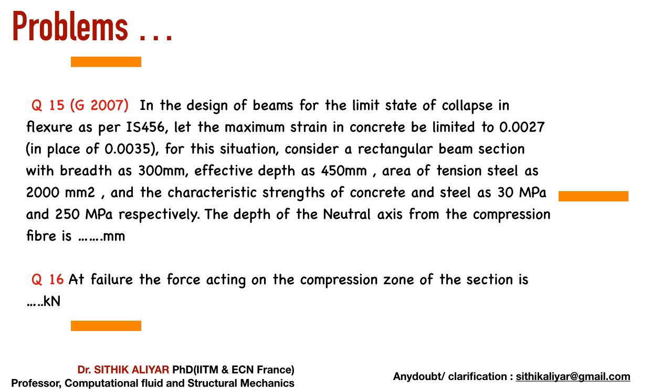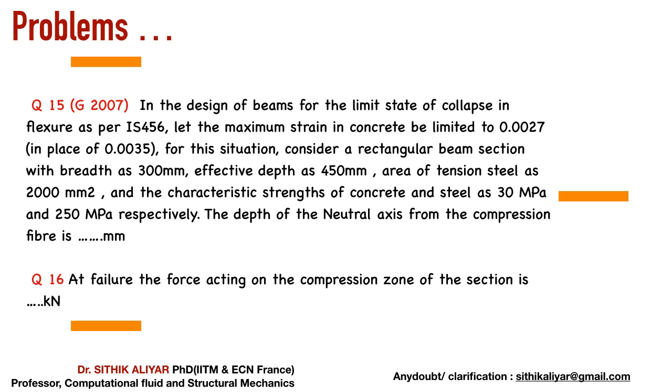So next question, the final question in singly reinforced. It's a GATE 2007 question from IIT Kharagpur. Again they are asking for a similar theory change. In designing a beam for the limit state of collapse in flexure, they say let the maximum strain in the concrete be limited to 0.0027. I hope you remember I explained clearly that the maximum strain concrete can take before it fails is 0.0035. They are asking you to assume 0.0027.